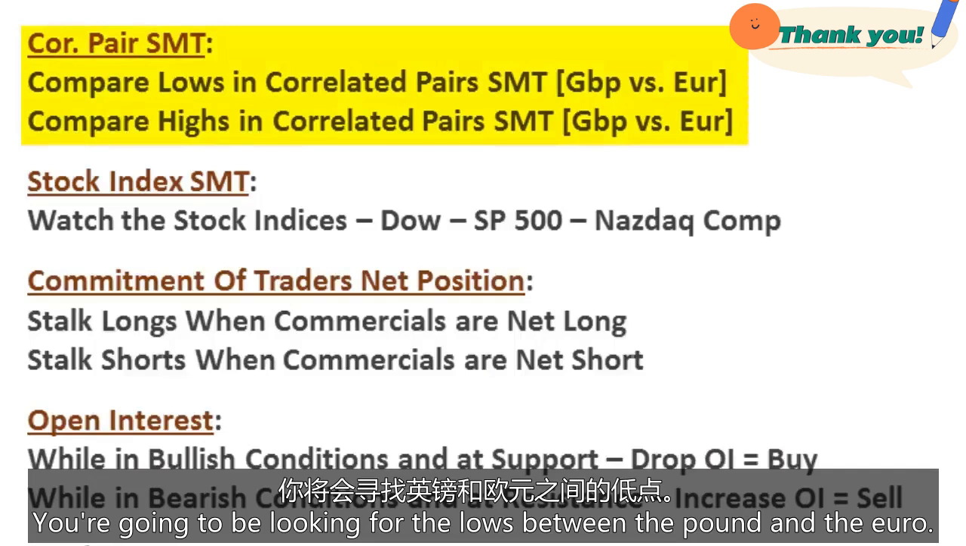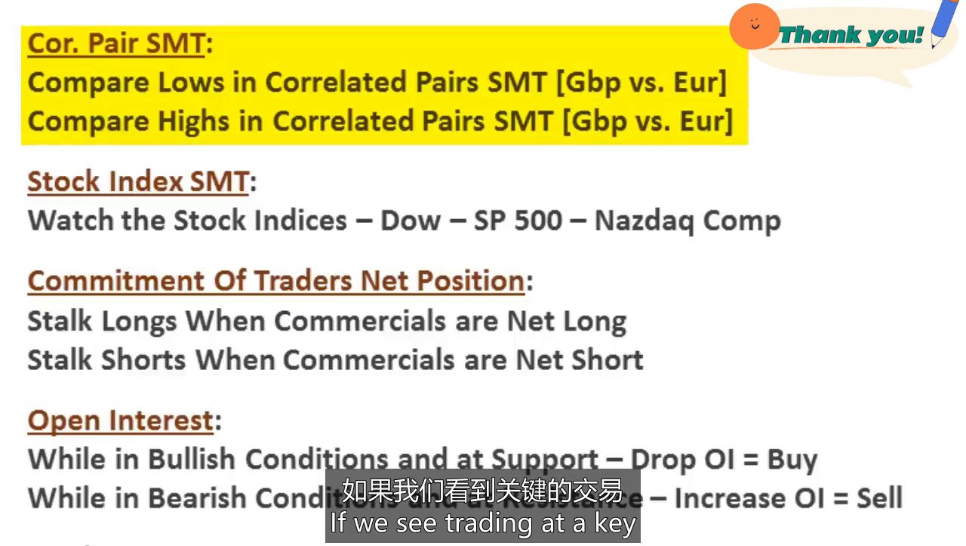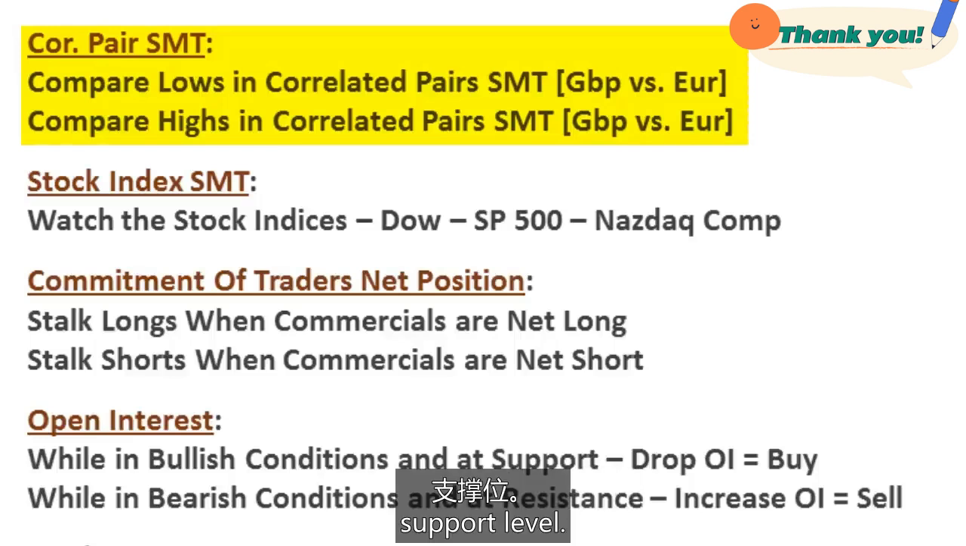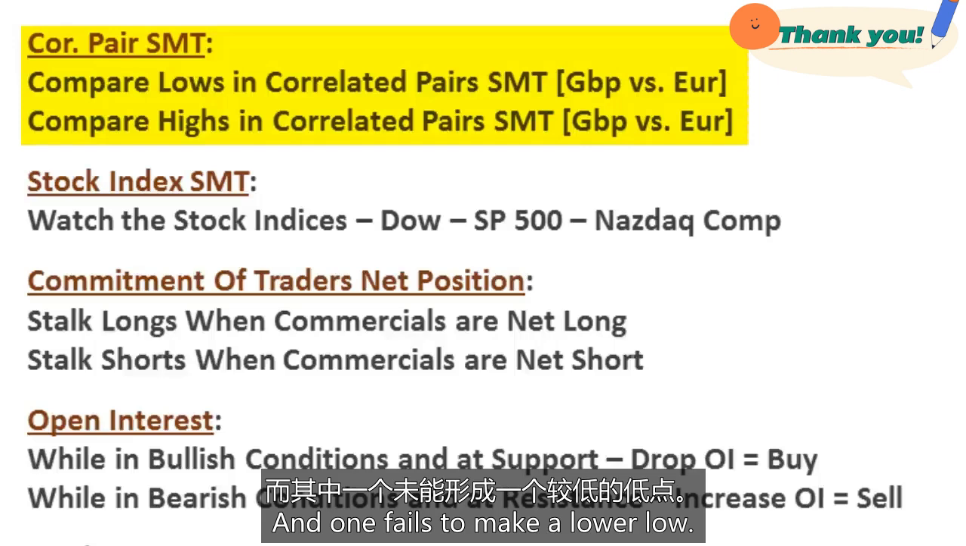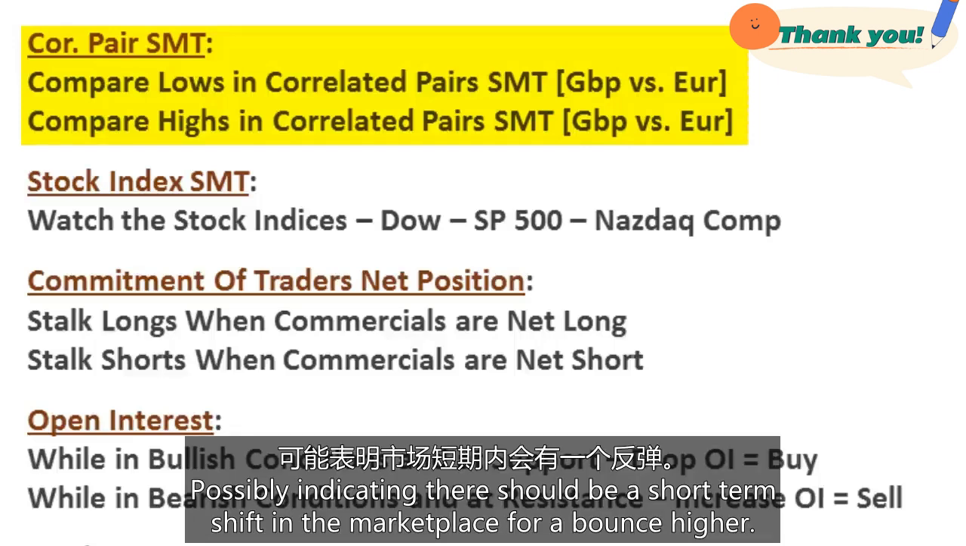You're going to be looking for the lows between the pound and the euro, okay? So though generally they move in tandem, if we see trading at a key support level and one fails to make a lower low, that's a correlated pair SMT divergence, possibly indicating there should be a short-term shift in the marketplace for a bounce higher.